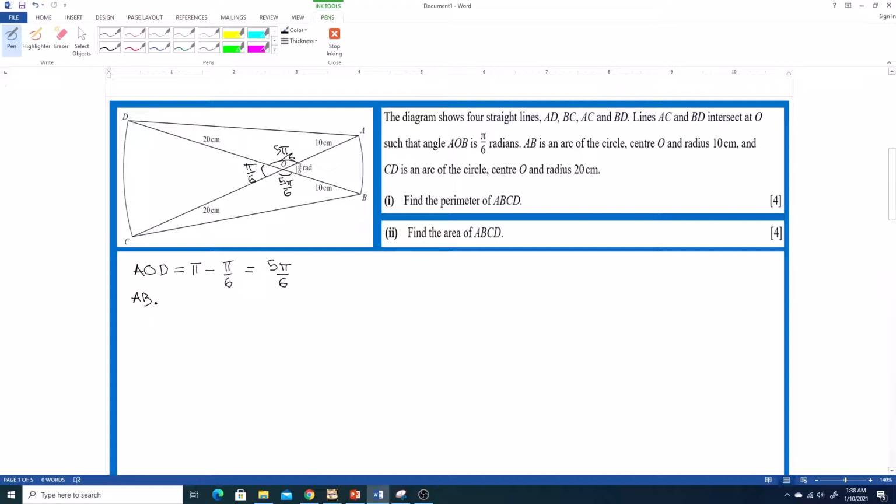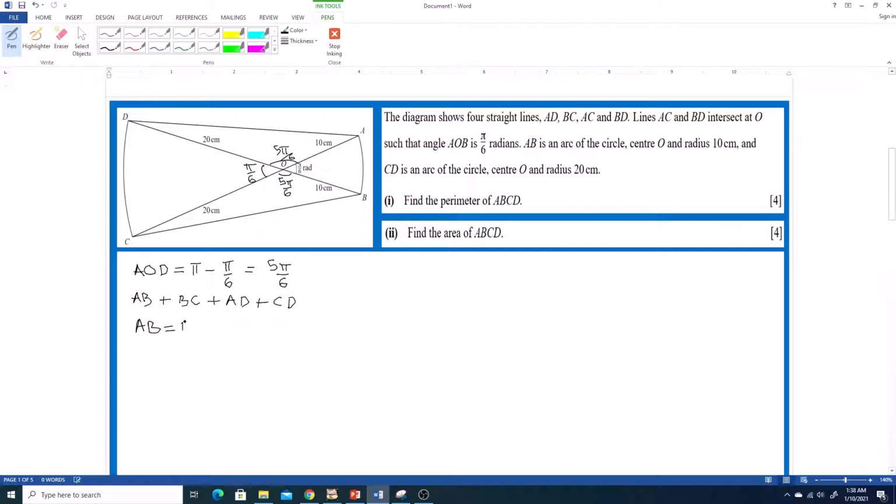AB is going to be an arc length, and we're going to add that to BC. Just note that BC is going to be the same length as AD, so we'll just do one calculation and multiply it by 2. And then the last bit is going to be CD. I write it like this so that I don't forget that I need to add any things at the end of my question.